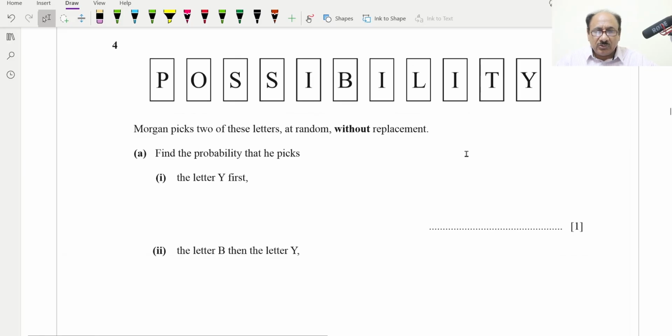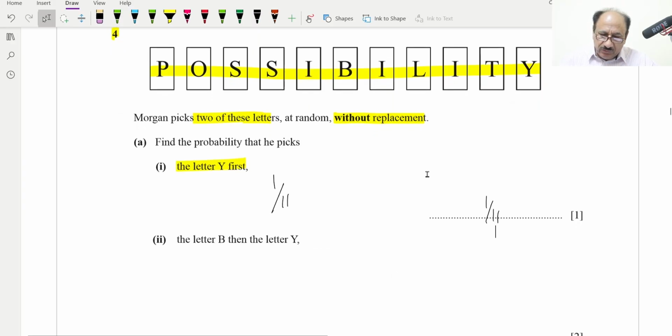Hopefully you understood this. Question number 4. These letters are provided. Morgan picks two of these letters at random without replacement. So it's without replacement. Find the probability that he picks the letter Y first. The letter Y is only one letter out of 1, 2, 3, 4, 5, 6, 7, 8, 9, 10, 11. Total are 11, so it will be 1 out of 11. This will be the probability which we found.